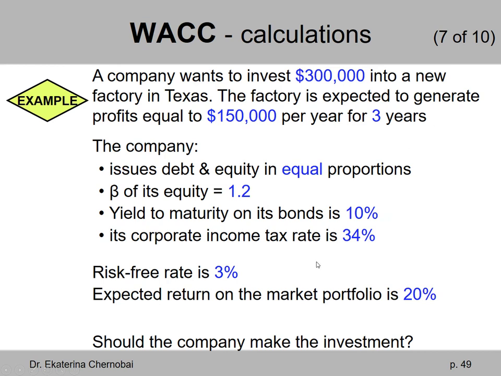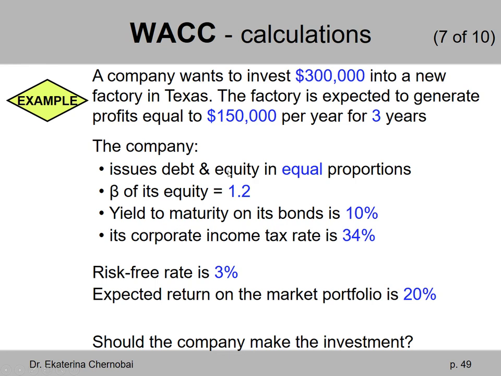Let's look at the following example. A company wants to invest $300,000 into a new factory in Texas. The factory is expected to generate profits equal to $150,000 per year for 3 years. What do we know about the company?